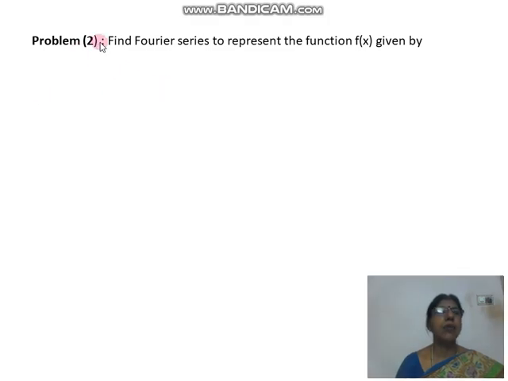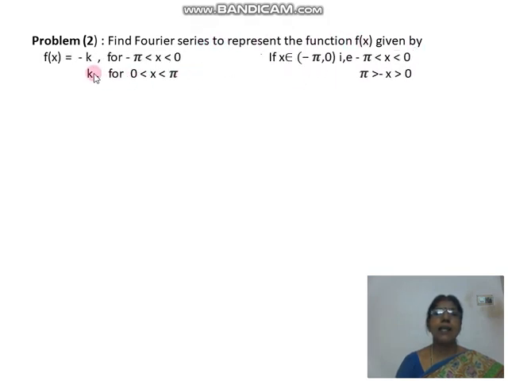Now see the second problem. Find Fourier series to represent the function f of x. f of x is equal to minus k for minus pi less than x less than 0. f of x is equal to k for 0 less than x less than pi. Okay, this is the given one.